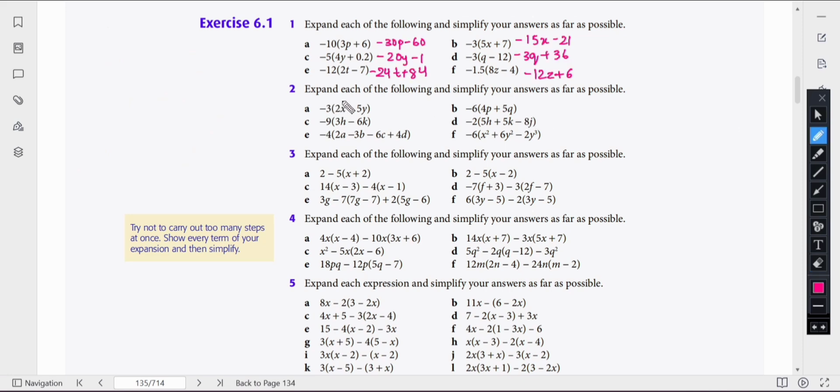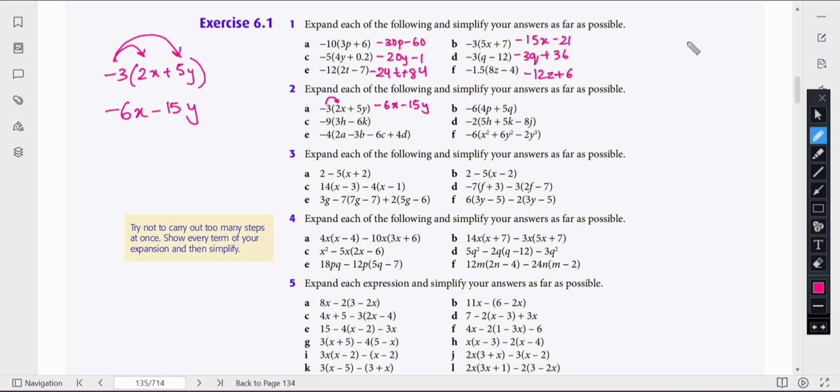Question number 2: expand each of the following and simplify your answer as far as possible. The same question. How are we going to do it? -3 multiplied by 2x. Let me just write it over here. So it is going to be -3 multiplied by 2x will be -6x. -3 multiplied by 5y will be -15y. So the answer will be -6x -15y.